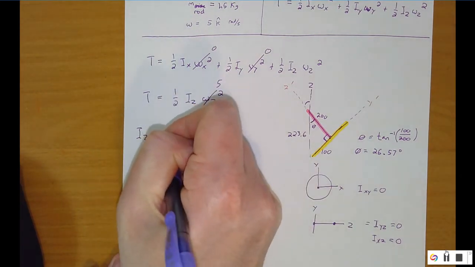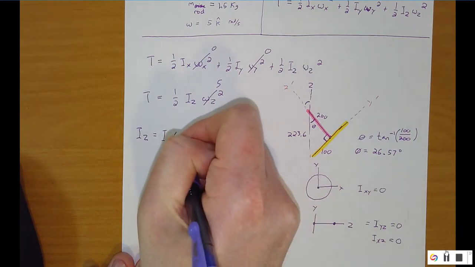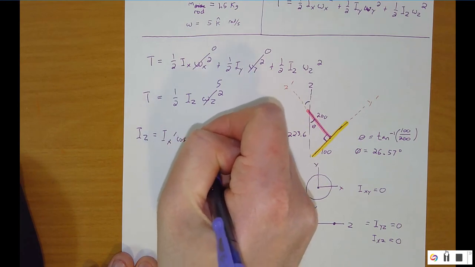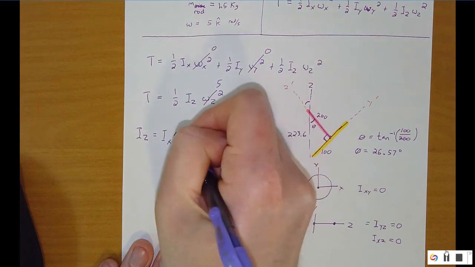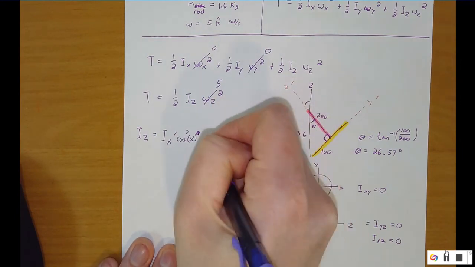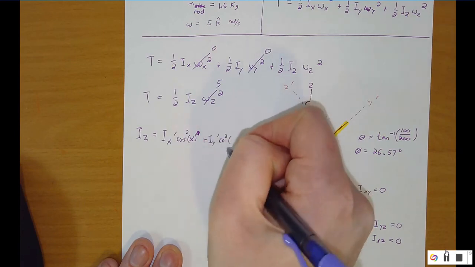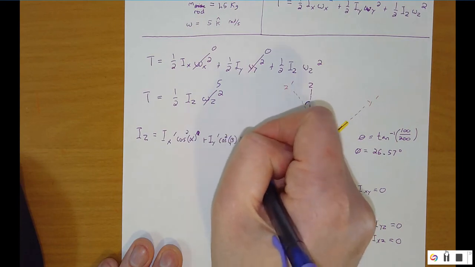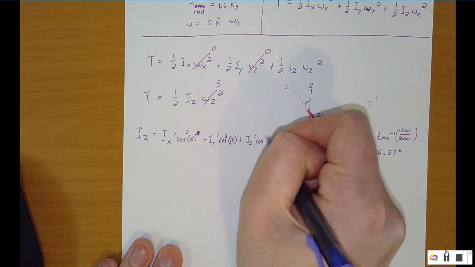as IX prime times the cosine squared alpha, plus IY prime cosine squared beta, plus IZ prime cosine squared gamma.